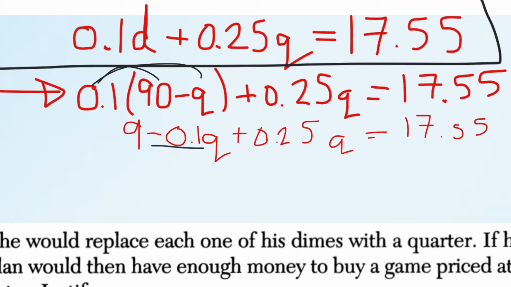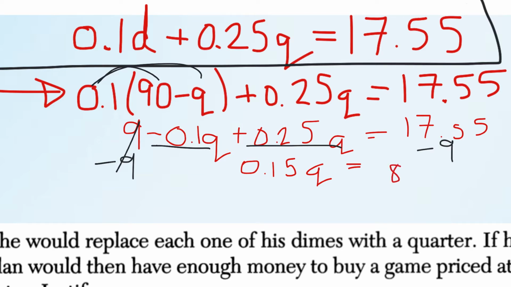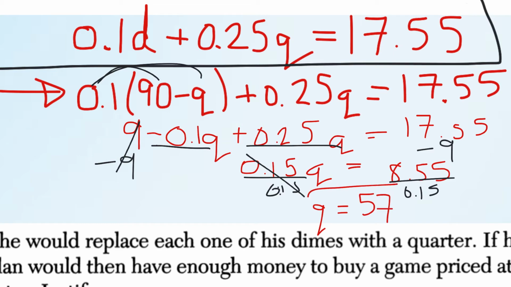Okay, next we can combine our Q terms together. We've got a negative 0.1Q and a positive 0.25Q. Combined, that would get us 0.15Q. While we're at it, we may as well subtract this 9 to cancel that out, so on the right-hand side we'd be left with 8.55. Now all we need to do is divide by 0.15 to get the number of quarters. 8.55 divided by 0.15 is 57. So there are 57 quarters in the bank.